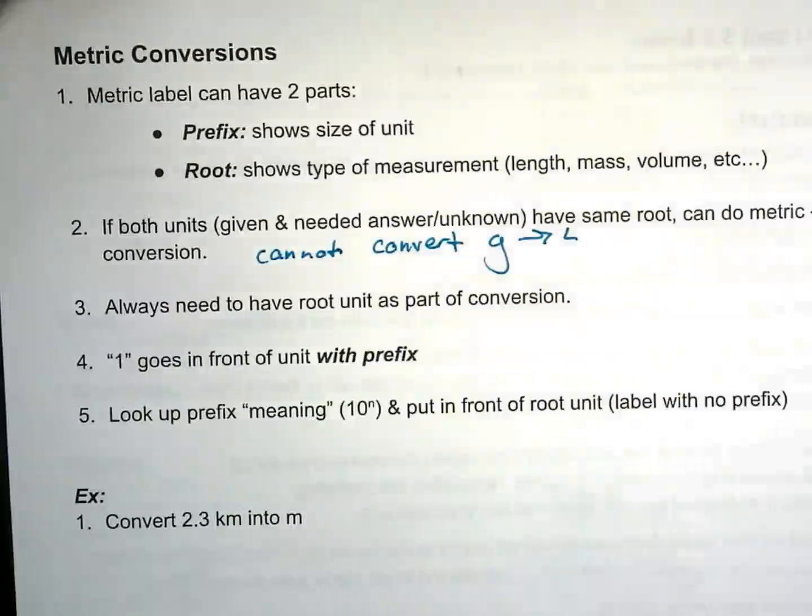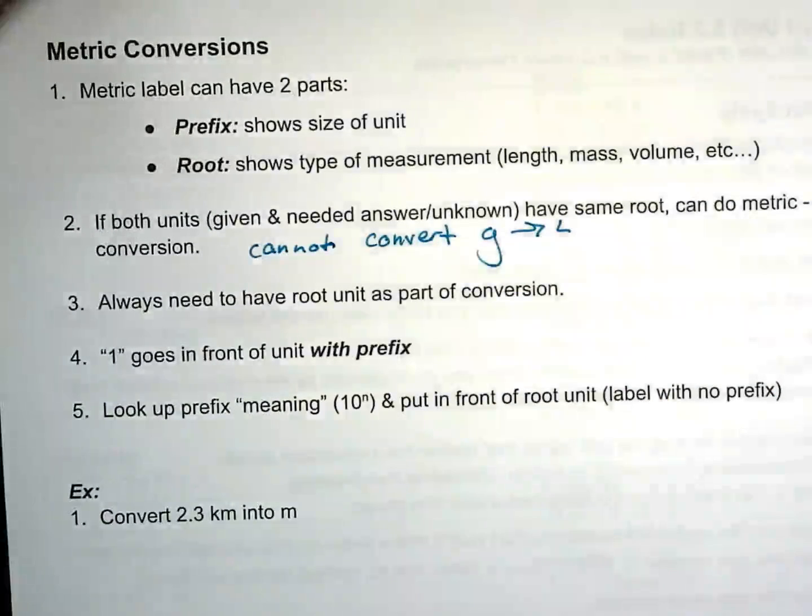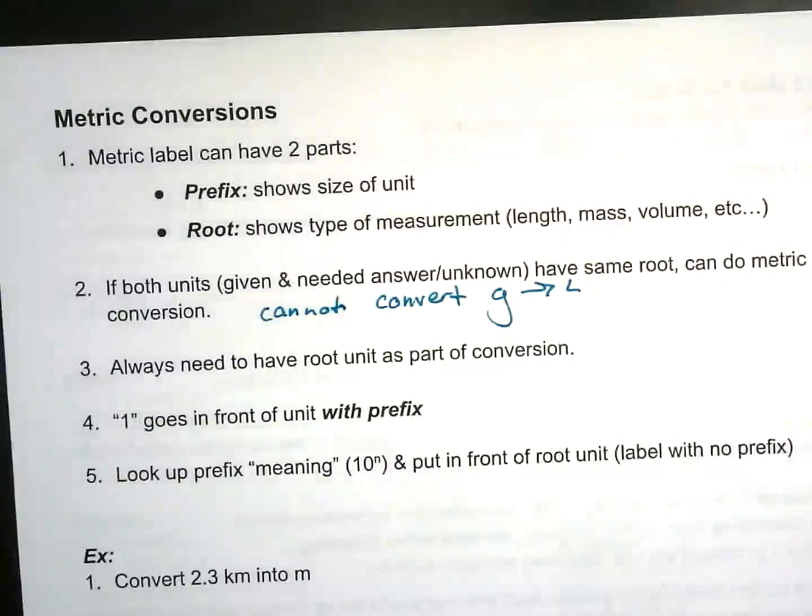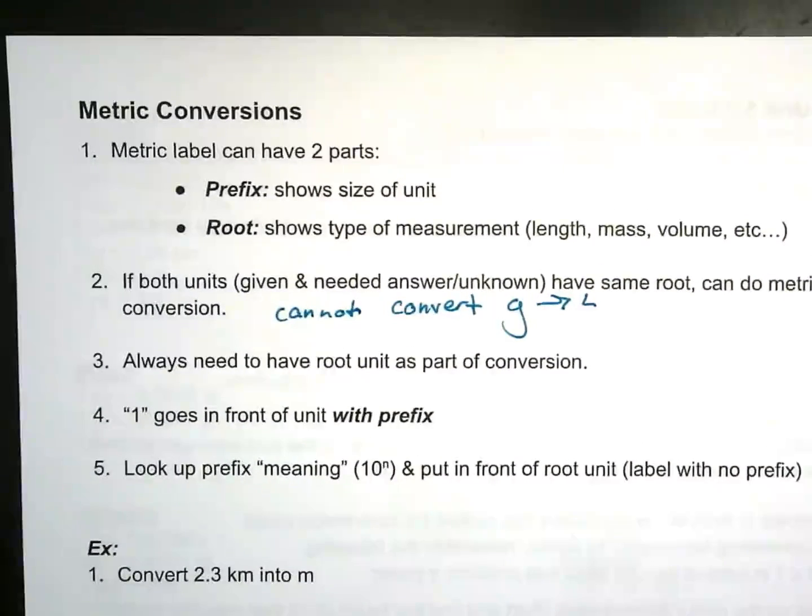Now, I should be careful when I say that, though, because you can somewhat convert distance with volume, because volume is just distance in 3 different dimensions. But anyway, more or less, you need to go from grams to grams, milligrams to centigrams. You need to go from kiloliters to liters. You need to go from hectometers to decimeters. Okay. Then 3, you always need to have the root unit as part of the conversion.